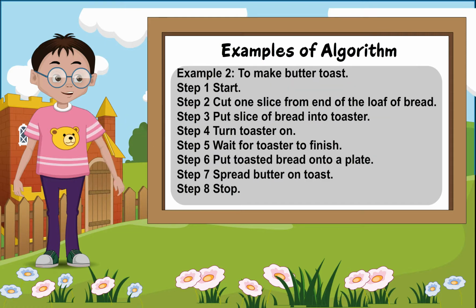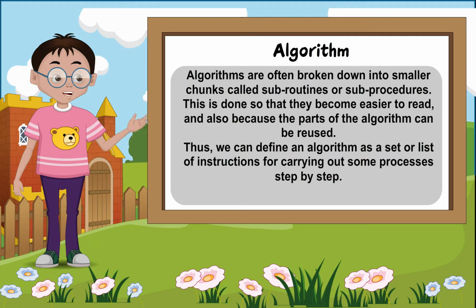Example 2. To make butter toast. Step 1. Start. Step 2. Cut one slice from the end of the loaf of bread. Step 3. Put slice of bread into toaster. Step 4. Turn toaster on. Step 5. Wait for toaster to finish. Step 6. Put toasted bread onto a plate. Step 7. Spread butter on toast. Step 8. Stop.